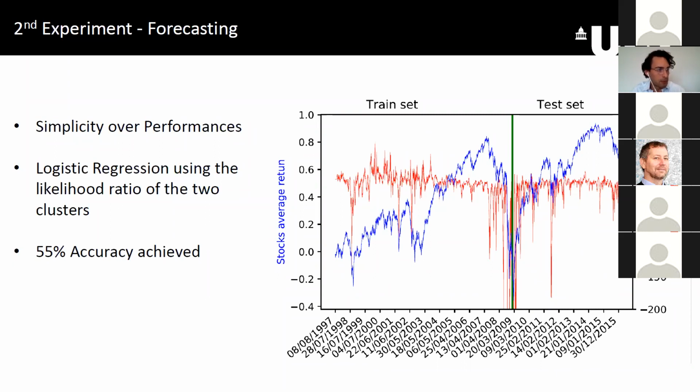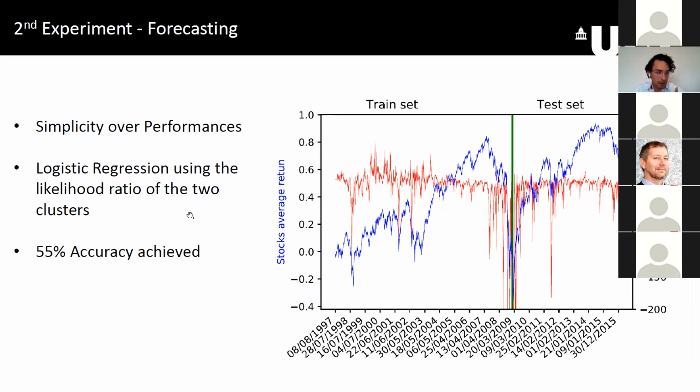However, for the purpose of our paper, we preferred to keep it simple, and we just trained a logistic regression. What we've done here is to use as an independent variable a likelihood ratio, that is the ratio of the likelihood of the 2 clusters. And our dependent variable is the state, the cluster, 1 or 2. We trained this logistic regression on our train set, where we included, as you can see from the picture here, everything up to the crisis, and then we kept the crisis out of sample to see how it performs.